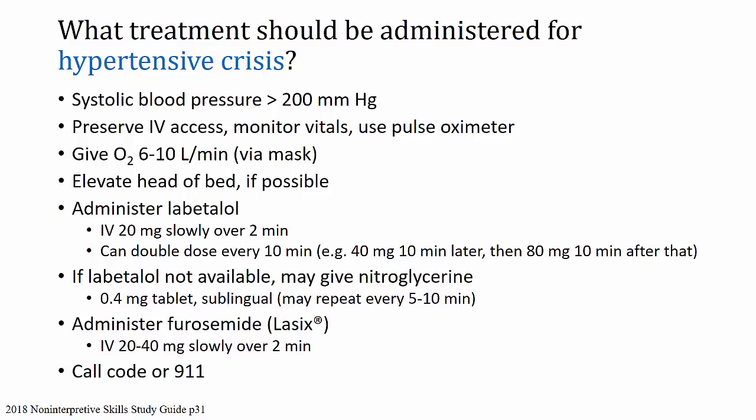Next question, what treatment should be administered for a hypertensive crisis? Right, by a hypertensive crisis, we mean a systolic blood pressure of greater than 200 millimeters of mercury. And again, we preserve IV access, monitor vitals, use the pulse oximeter, get oxygen going, and now we elevate the head of the bed if possible, and administer labetalol, which is IV 20 milligrams slowly over 2 minutes, and we can double the dose every 10 minutes.